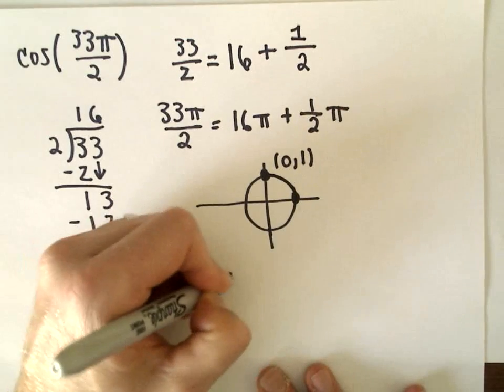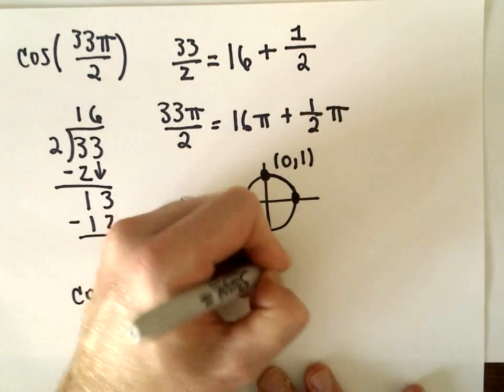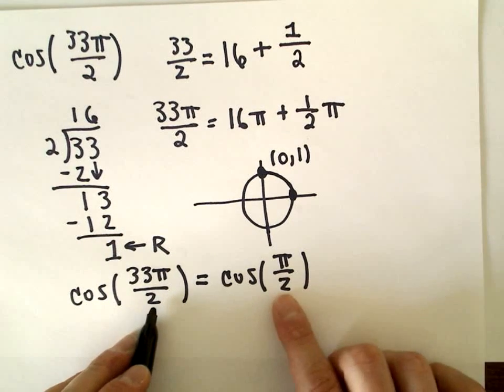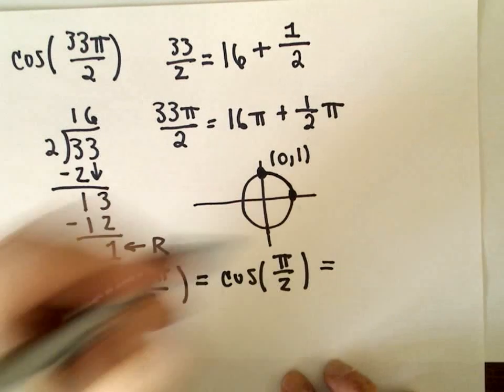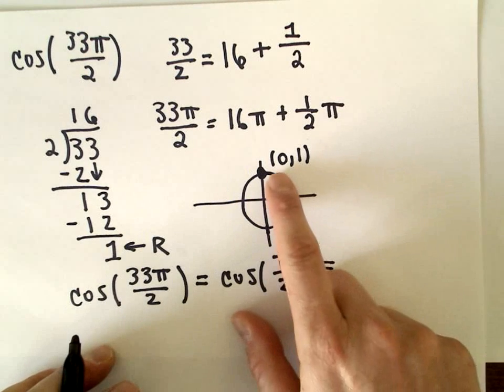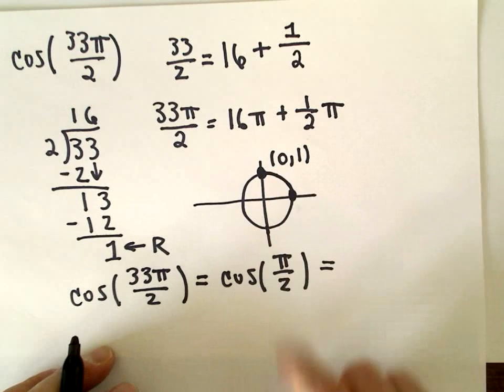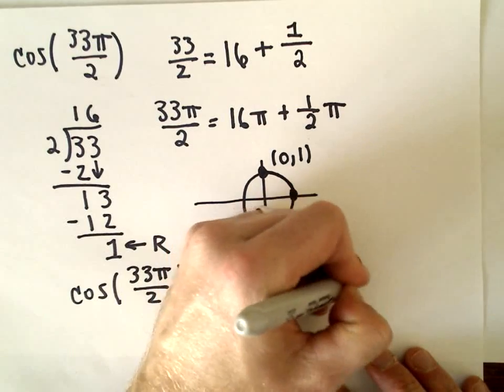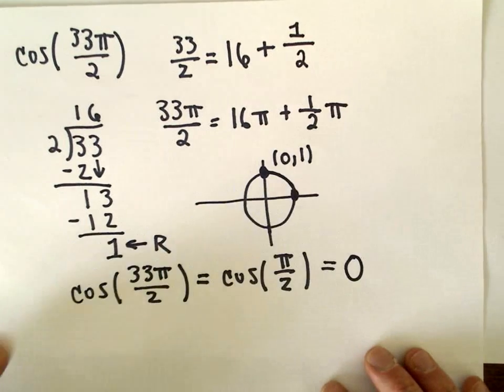Very much the same as our last example, cosine of 33 pi over 2 is going to give me the exact same value as cosine of pi over 2, because ultimately I'm sitting at the same place on the unit circle. Well, at pi over 2, I hit the circle at the point 0, 1. Cosine has to do with the x-coordinate, so cosine of pi over 2 is going to equal 0, and that's my solution.